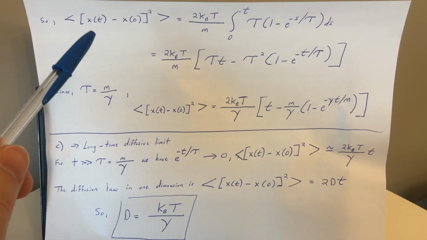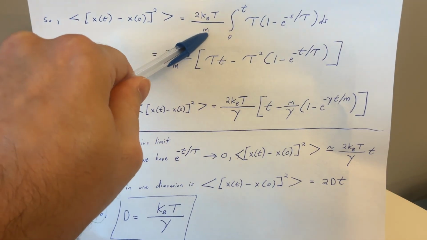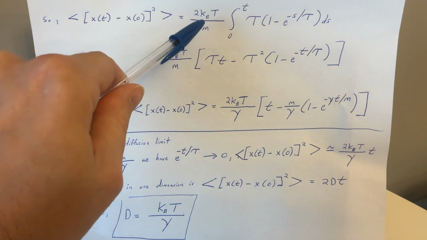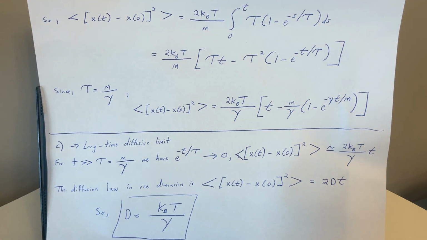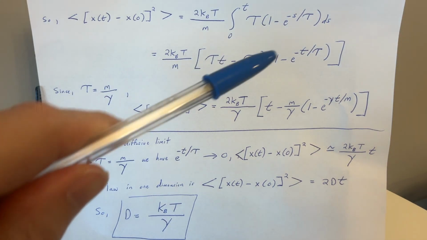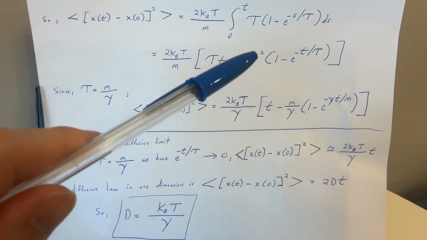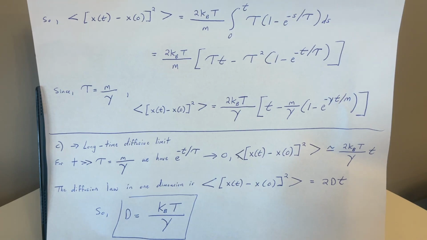So the expectation value of x of t minus x of 0 squared equals 2 k sub B T over m times the integral from 0 to t of tau times the quantity 1 minus e to the negative s over tau ds. That equals 2 k sub B T over m times this whole quantity, bracket tau t minus tau squared times the quantity 1 minus e to the negative t over tau, close bracket.